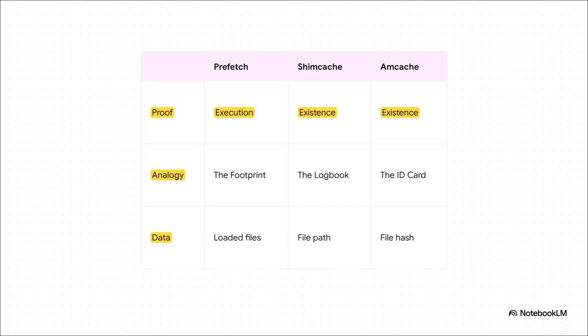The deleted prefetch file is our evidence of the action. The Shim cache proves the file was present and gives us a location. And the Amcache provides that definitive identity through its hash. See, no single artifact tells the whole story, but when you put them all together, they become undeniable.